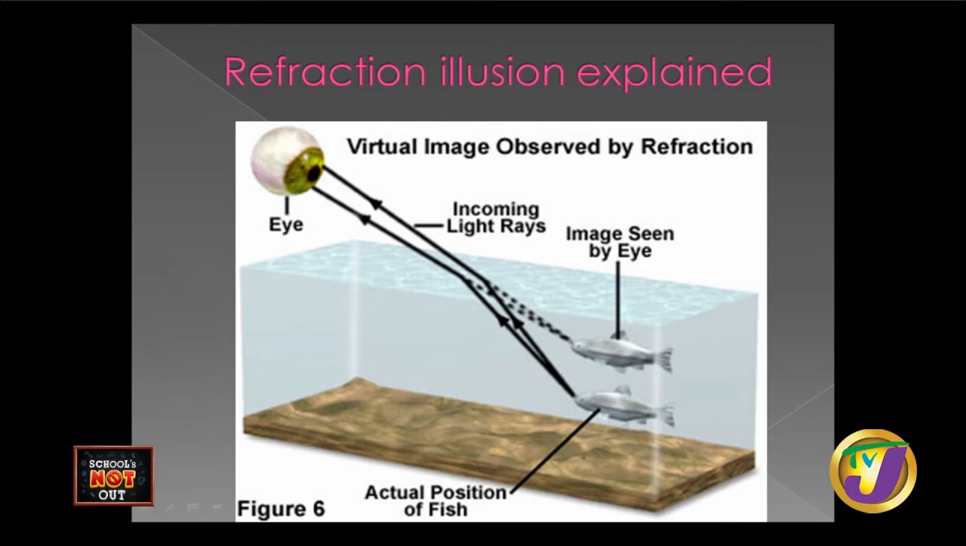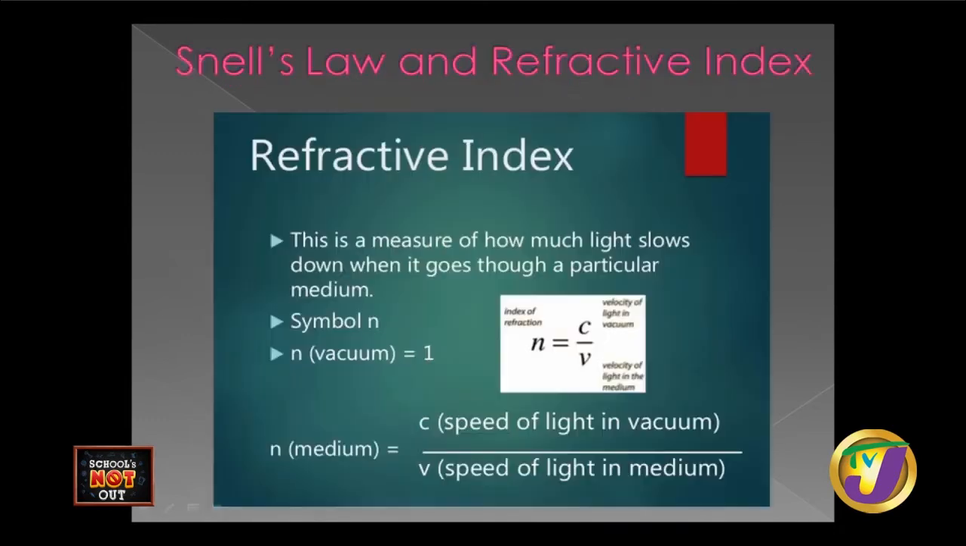But your brain will tell you light travels in a straight line. So therefore, you will perceive the fish as being there. But in reality, it's actually down there. Cool, right? Yeah. So that's what refraction does for us.